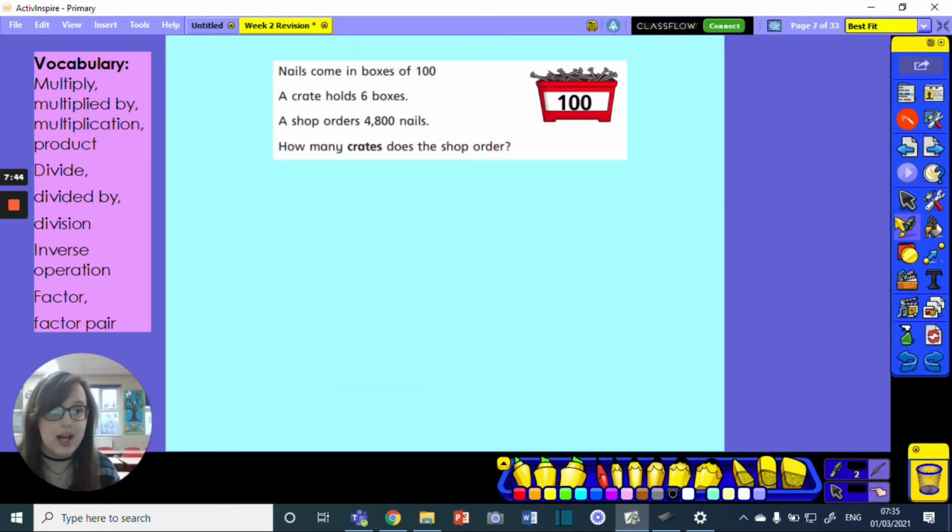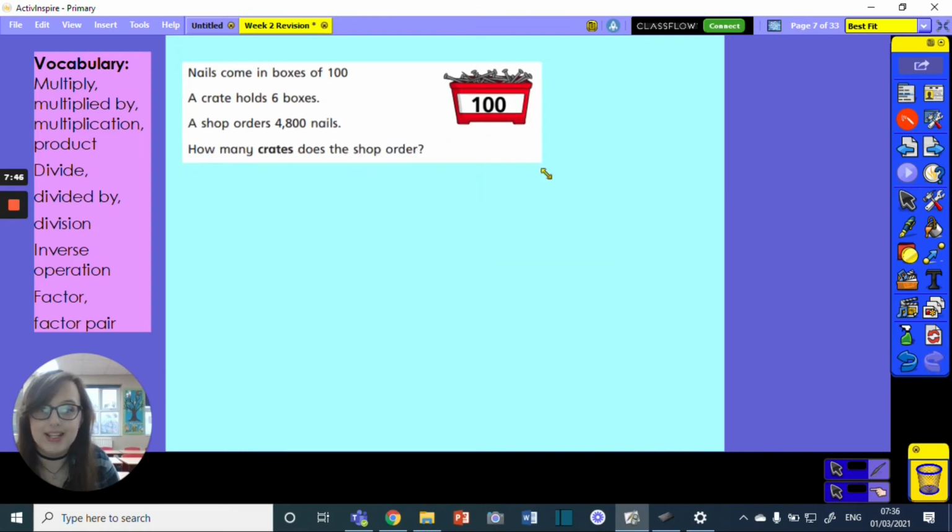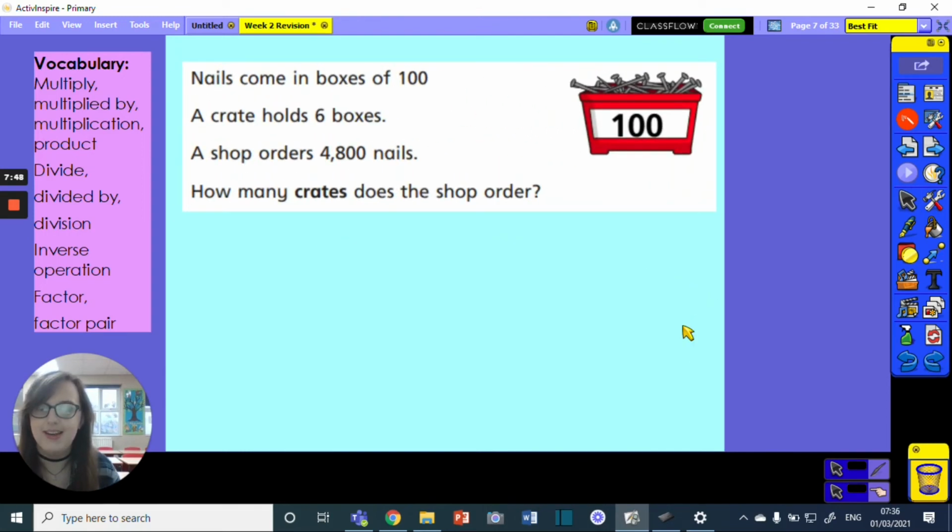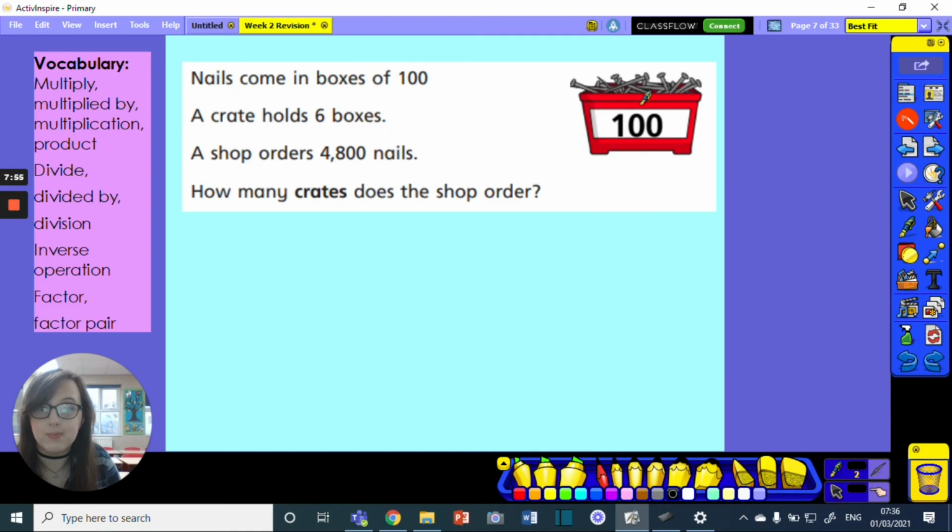Now it's your turn to have a go at a word problem. And this one's got a little bit of a twist. Nails come in boxes of 100. A crate holds 6 boxes, so 6 of these. A shop has ordered 4,800 nails. How many crates have they ordered? Pause the screen, see if you can have a go at this one by yourself. I promise your 6 times table will help you. We're going to have a look at the answer together in 3, 2 and 1.